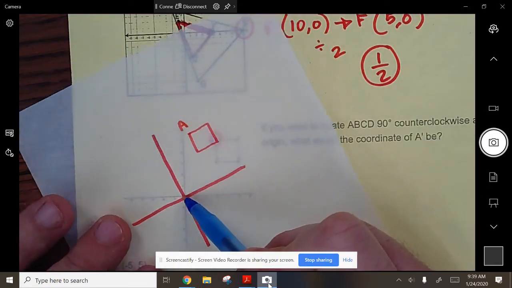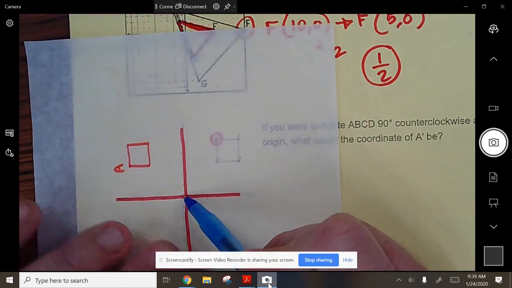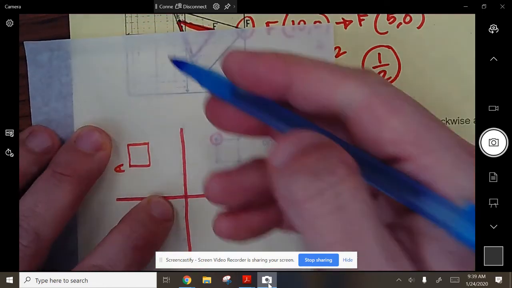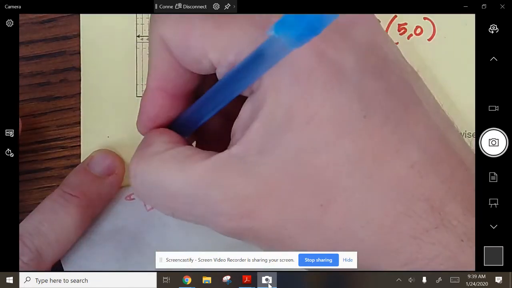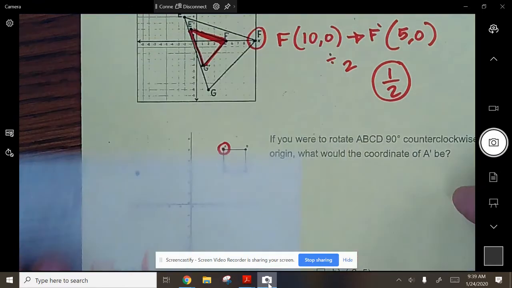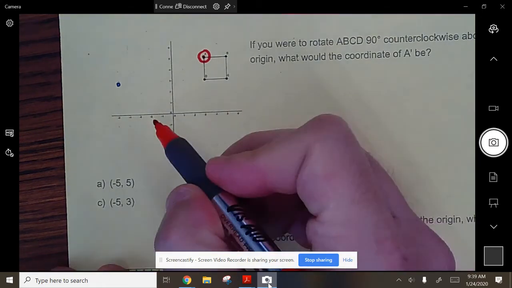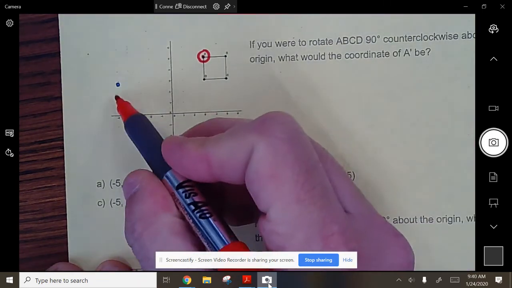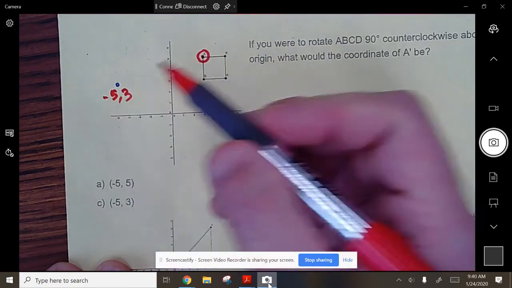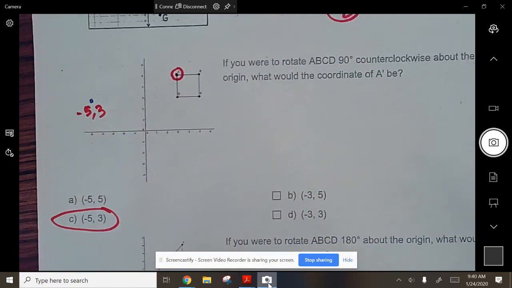Counterclockwise means one turn, not clockwise, but opposite of clockwise, to the left. And where is my new A? It's kind of tough to see, but it's right about here, I think. I think I got it pretty good. If I look at that coordinate, and I have multiple choices to choose from, this looks to be negative 5, positive 3, and I would choose C, okay? Do the best you can with these rotations, all right?